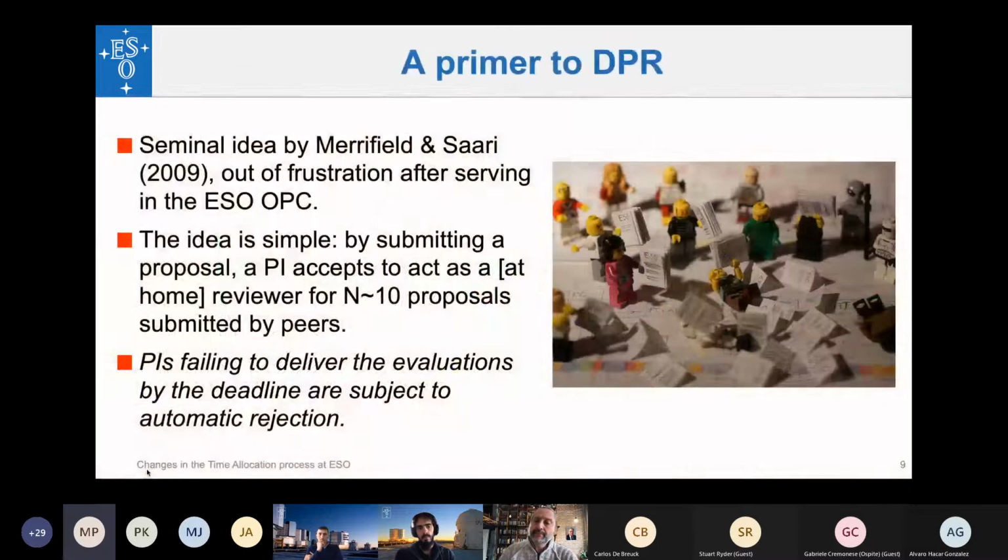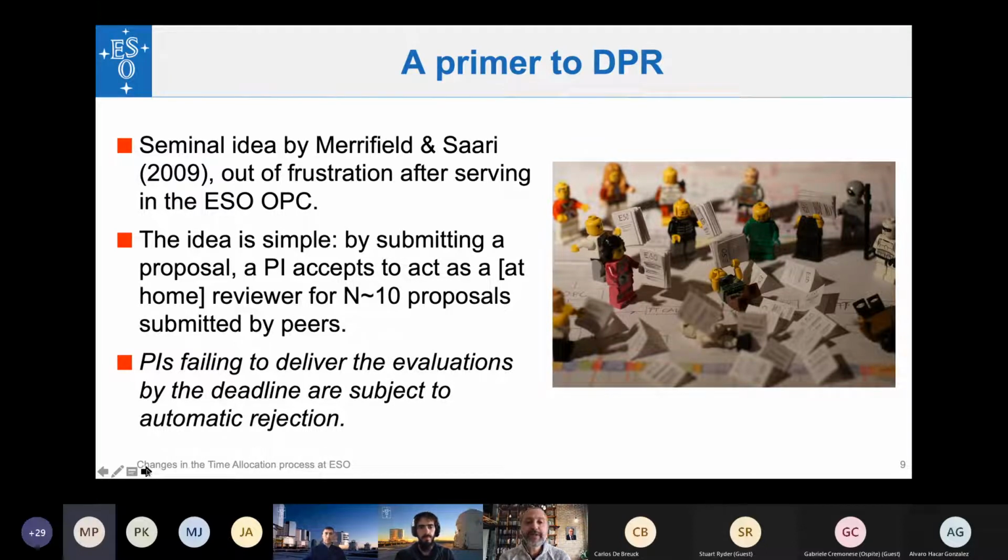So now I will give you some more details on the distributed peer review. The concept is rather simple. There was a seminal idea by Merrifield and Saglia in 2009, and the title of the paper was Telescope Time Without Tears. That paper came out of frustration from Merrifield, who had just served in one of the ESO panels, and he decided by himself that this cannot be the case anymore. And so together with a mathematician, they devised this method. The idea is simple.